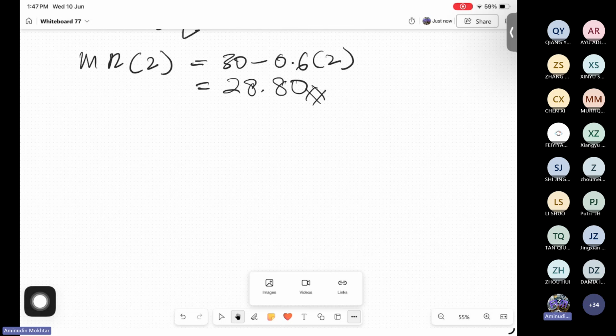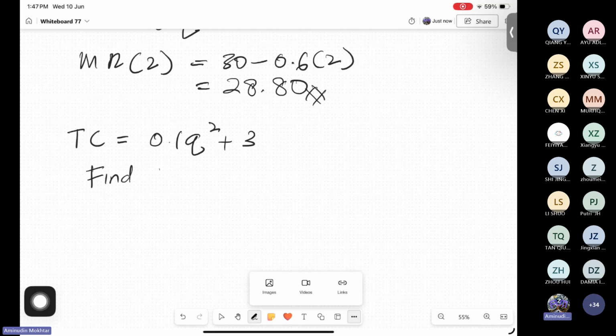Okay, the next one is about total cost. Given the total cost is equal to 0.1Q squared plus 3, let's say given this total cost function, find MC. The question asked is to find marginal cost at Q equal 4.